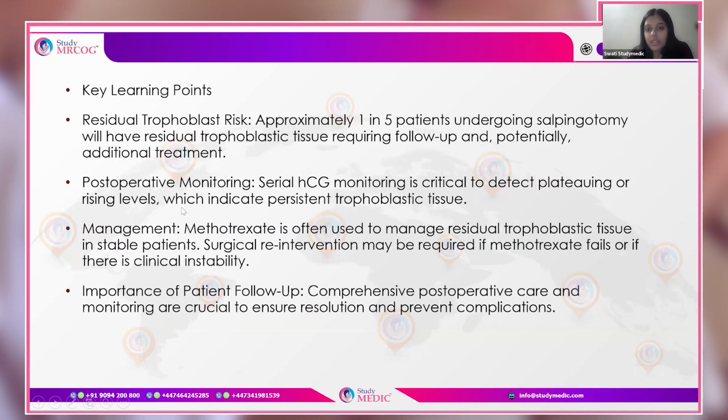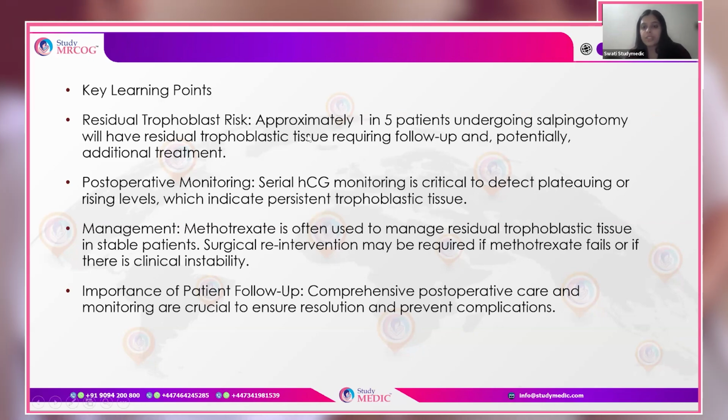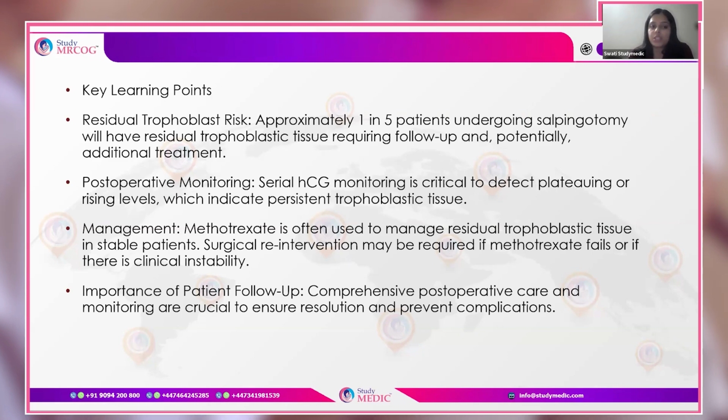So if we focus on the key learning points, approximately 1 in 5 patients undergoing salpingotomy will have residual trophoblastic tissue requiring follow-up and additional treatment. Serial HCG monitoring: in what way do we follow up patients after salpingotomy? We perform weekly serial beta HCG monitoring, right? Methotrexate is often used to manage the residual trophoblastic tissue if the patient is stable. In certain cases, when indicated, surgical reintervention might be required, especially if the patient is hemodynamically unstable or if methotrexate has failed. And comprehensive post-op care and all are important.